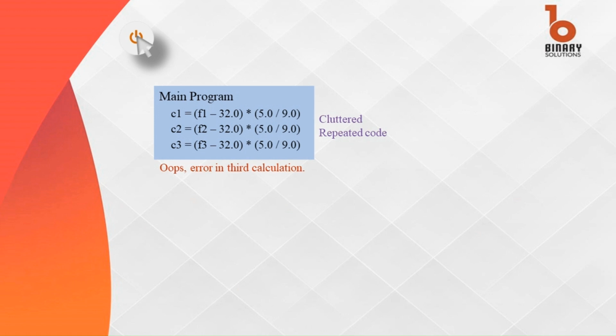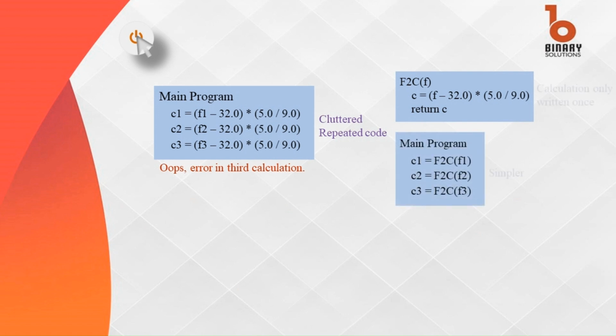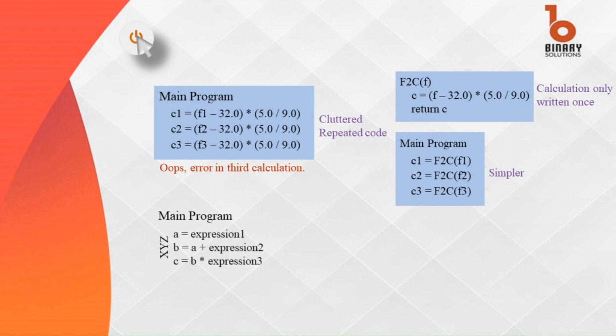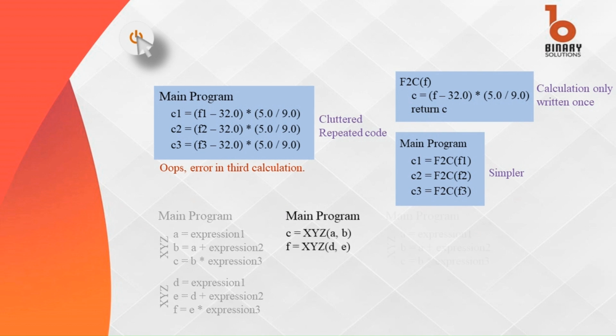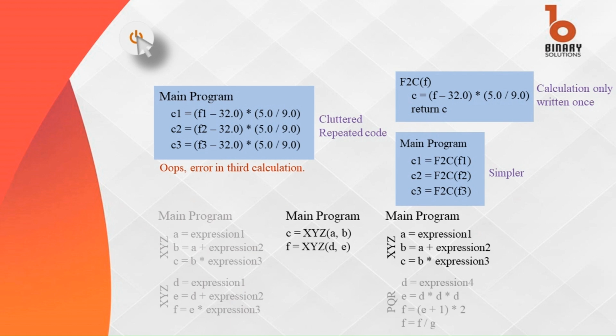Defining a function like F2C for Fahrenheit to Celsius conversion simplifies the program by centralizing the calculation, allowing us to call F2C of F1, F2C of F2, and F2C of F3 without rewriting the formula. This reduces redundancy, minimizes errors, and keeps the main program cleaner and more readable. Functions are especially effective for complex or repetitive tasks, but are equally valuable for organizing operations into structured, intuitive blocks, making the code easier to maintain and promoting efficient programming practices.